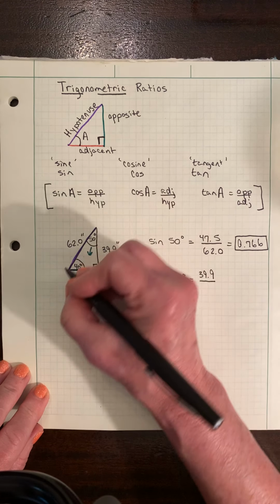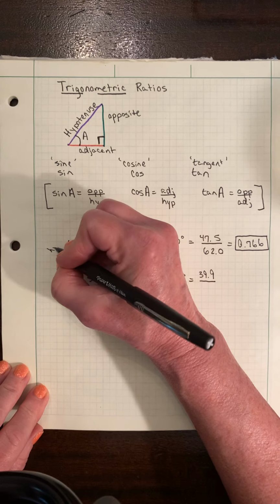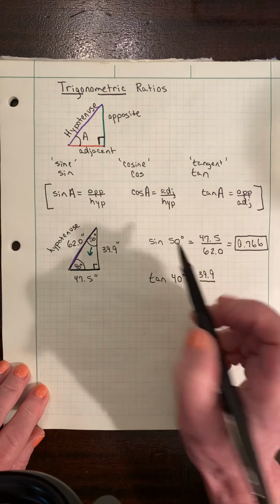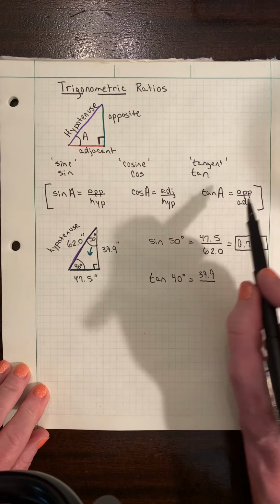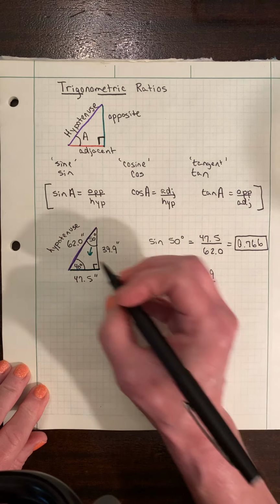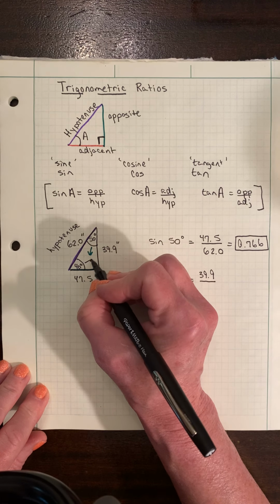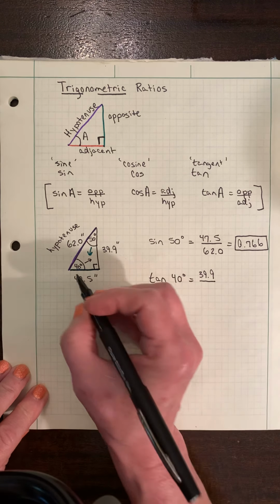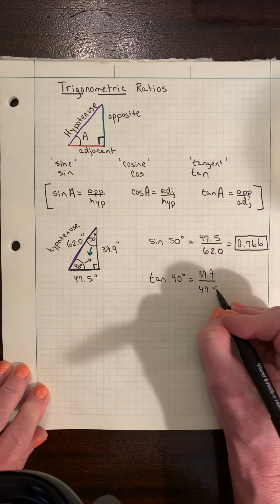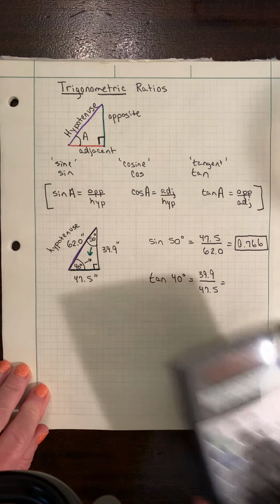Remember, this will always be the hypotenuse. The hypotenuse is always the longer side. And when we do tangent, we don't use the hypotenuse like we do here. It's just opposite over adjacent. So 39.9 is opposite of my angle. The one adjacent is the one touching it. And we'll divide that out.